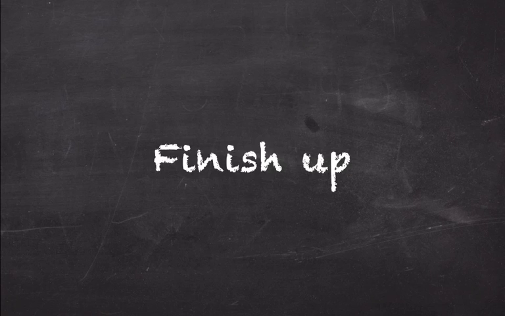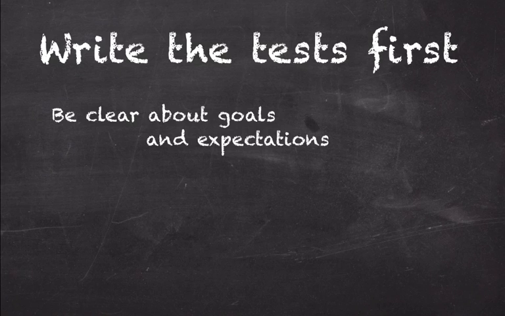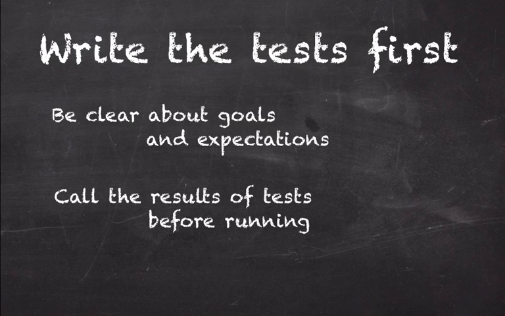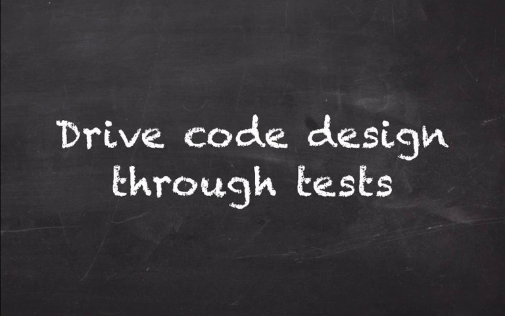The key thing to remember about test-driven development is that you write the tests first. Be clear about your goals and expectations before writing production code, and remember to try and call the result of the test before you run it. By writing the test first, we can drive the design of our code through the tests. Designing code this way helps us to keep it simple and free of side effects as we try and isolate each part of the code to be tested individually.